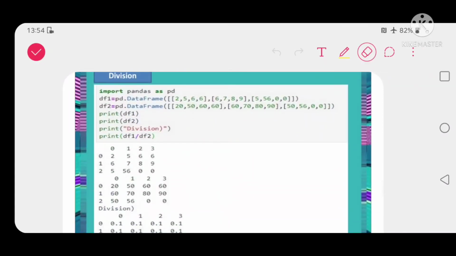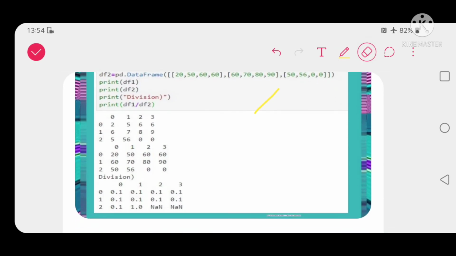Next is binary operation division. You can see the division operation we can do with the help of slash. Forward slash is the division operator in Python. Here I am again using 2 frames and I am dividing df1 by df2. You can see the output clearly. Corresponding elements will be divided. 2 divided by 20, you will get 0.1. Similarly, correspondingly divide all the elements.